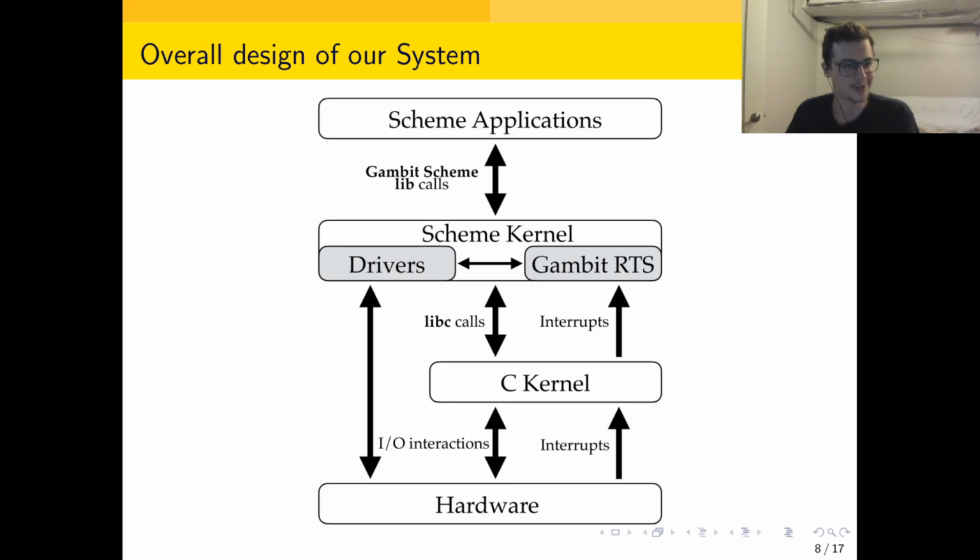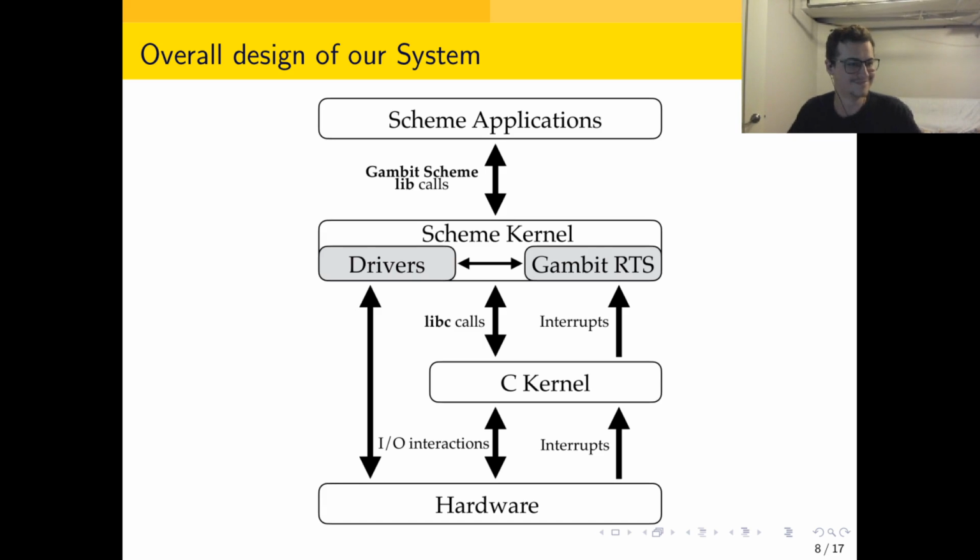Before getting into that, I'd like to give a quick overview of the system and the architecture of it so you can better appreciate what's happening later on. So you can see that the Scheme kernel is made out of the Gambit runtime system as well as the drivers that are also in Scheme. So this is all in Scheme, and this is executing with direct hardware access to execute the commands on the hardware.